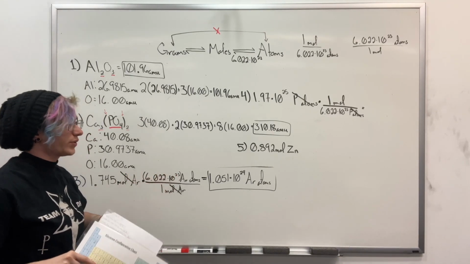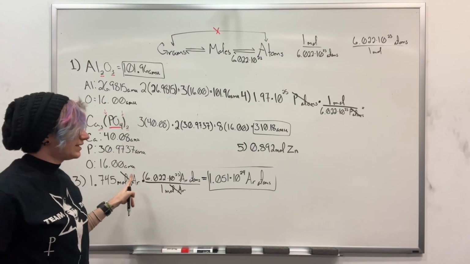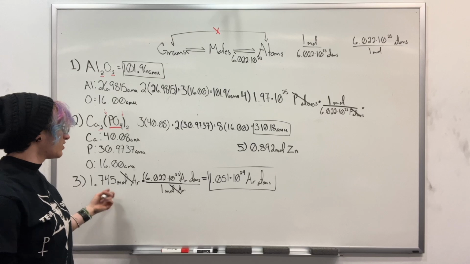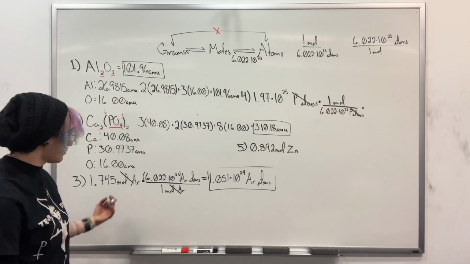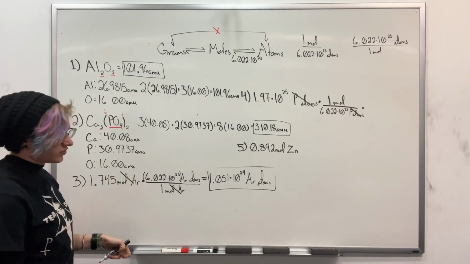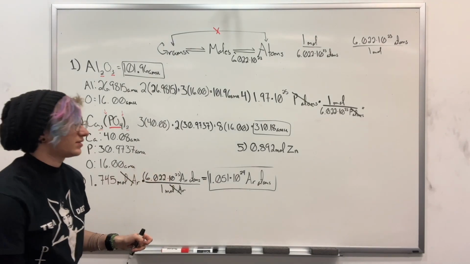Your calculator is not going to understand that this is a number by itself, and so in this calculation, it wouldn't have any major effect because it's multiplication. So we're going to read it left to right, it's fine. But the calculator would do 1.745 times 6.022 and then multiply that by 10 to the 23rd.